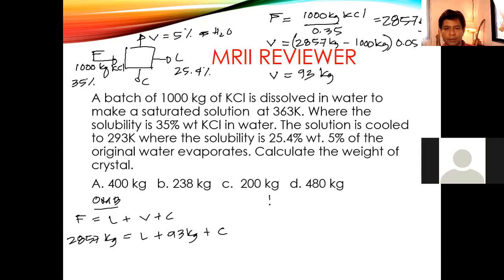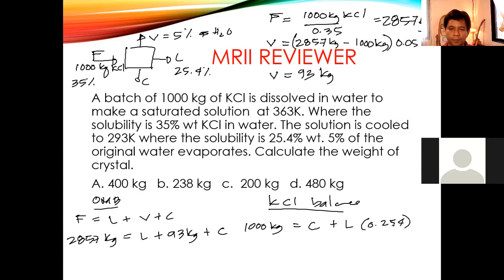Then the KCl balance. Basically, what we are looking for is C. The 2,857, what is that? That's 1,000, the KCl entering, which is given. Then B has no KCl. C is as is, it's not hydrated, nothing is given. So only L remains, and L is given to be 25.4, so times 0.254. Enter the two equations in your calculator.